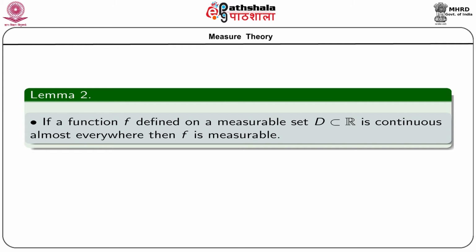So, continuous functions are always measurable, but we are going to extend that result by showing that if a function f defined on a measurable set D of R is continuous almost everywhere, then f is also measurable.